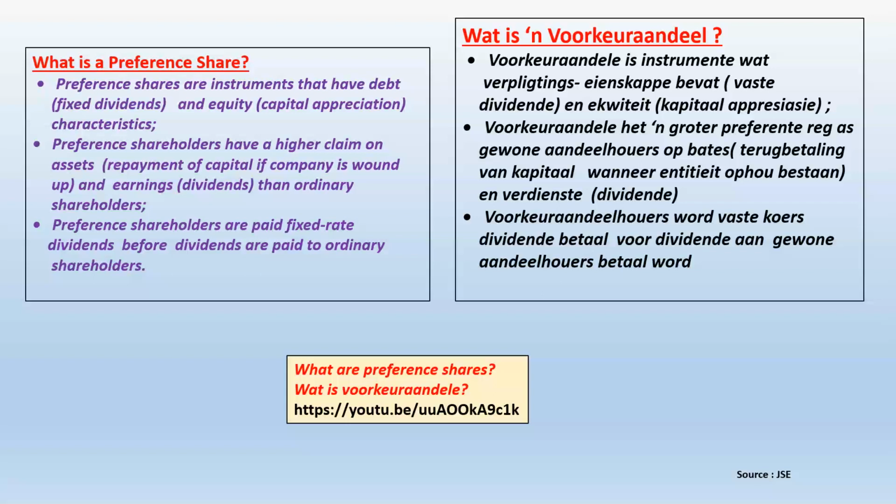Now, the preference shareholders also have a higher claim on assets or repayment of capital when this company ceases to exist. They are sharing in whatever is left in the company before the ordinary shareholders can share in whatever is left. And obviously then in earnings and dividends, they are entitled to a dividend based on the percentage or the rate of the dividend that is applicable on the capital that was invested by the preference shareholder before an ordinary shareholder can share in the profits of the company by way of an ordinary dividend.